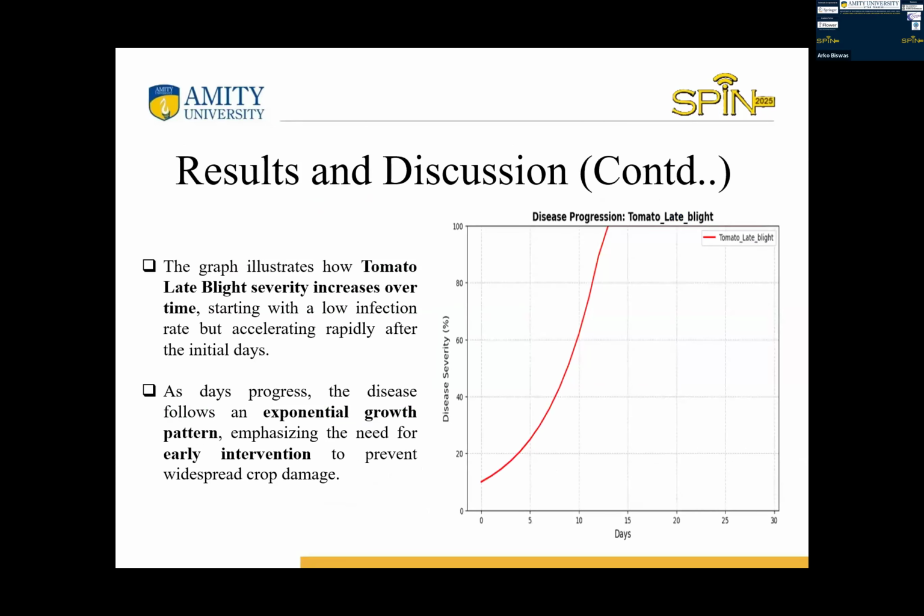Next is the disease progression graph for the tomato leaf blight disease, which we discussed in the previous slide. So the graph illustrates how the disease severity increases over time. As you can see, it starts with a very low infection rate, but accelerates rapidly after the initial phase.